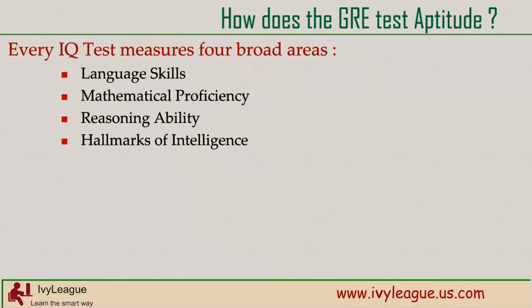Every IQ test measures 4 broad areas: language skills, mathematical proficiency, reasoning ability, and hallmarks of intelligence. Psychologists who design and analyze IQ tests are called psychometricians. These psychometricians believe that learning a language is such a difficult task for the brain that as you learn language, your brain is used more and it becomes sharper, so proficiency in a language becomes an indicator of sharpness of brain. So testing of language abilities is part of every IQ test.